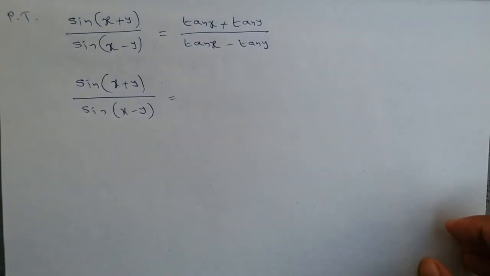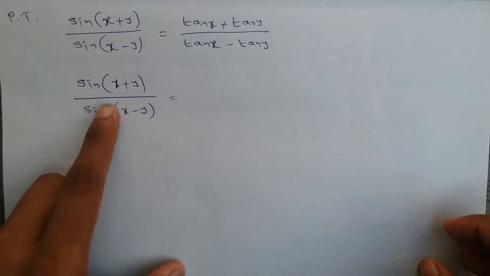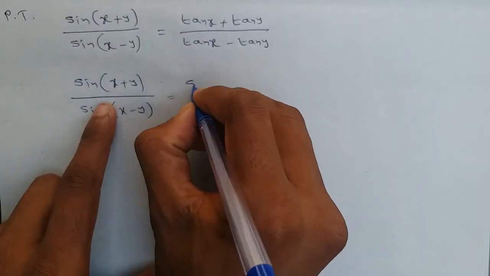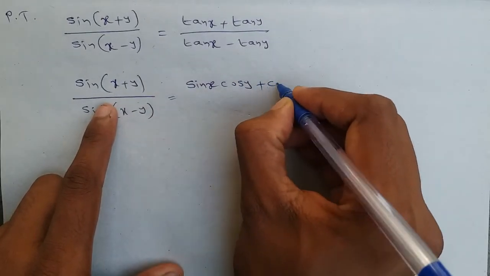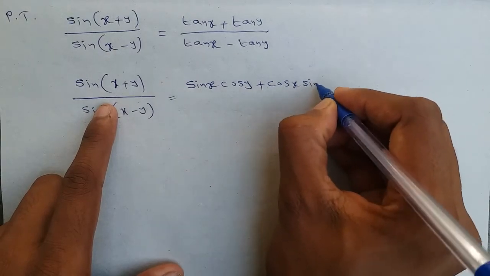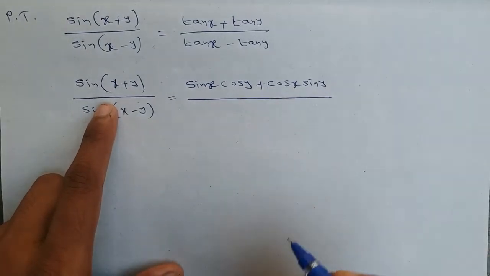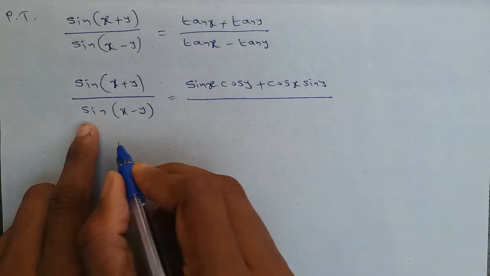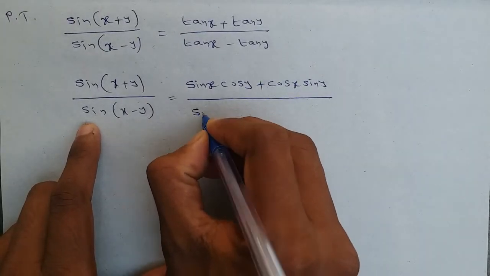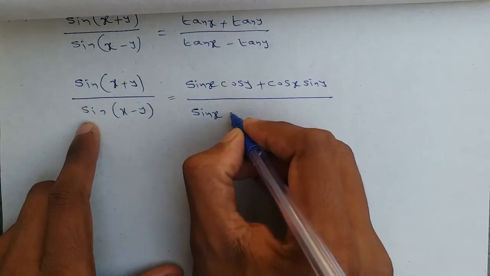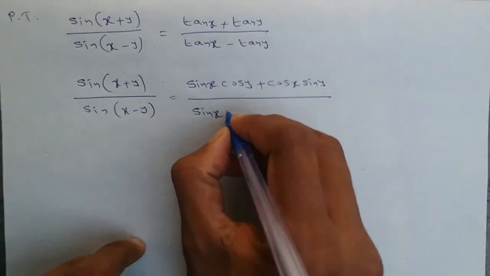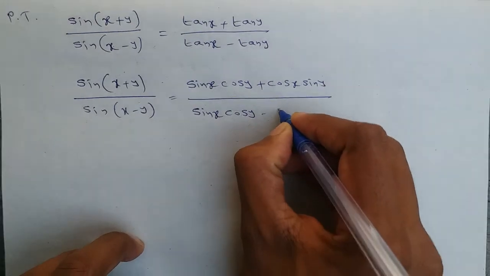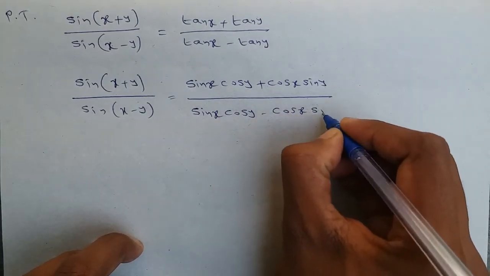now if we observe the numerator, that is sine of x plus y, we have one formula, the sine of x plus y formula. Sine of x plus y is equal to sine x cos y plus cos x sine y, whole divided by, in the denominator we have sine of x minus y. So the sine of x minus y formula: sine x cos y minus cos x sin y.